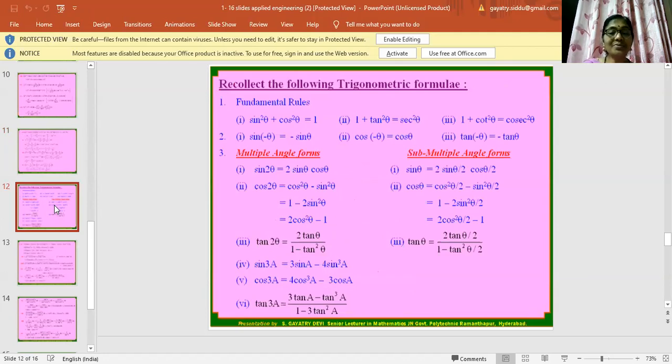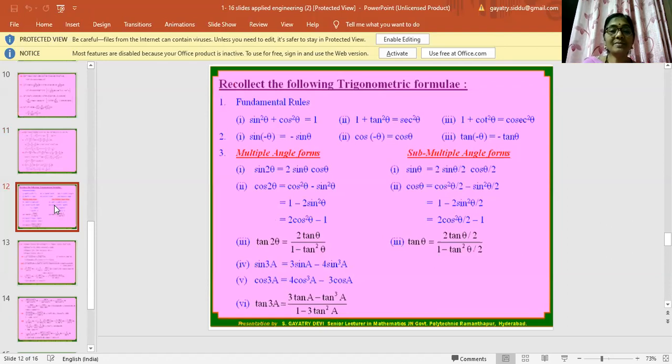Now we are going to trigonometric types of integrations. For that, you have to recollect the following trigonometric formulae that you have already come across in your first semester. The fundamental rules: sin square plus cos square equal to 1, 1 plus tan square theta equal to secant square theta, 1 plus cot square theta equal to cosecant square theta. These three are called fundamental rules.